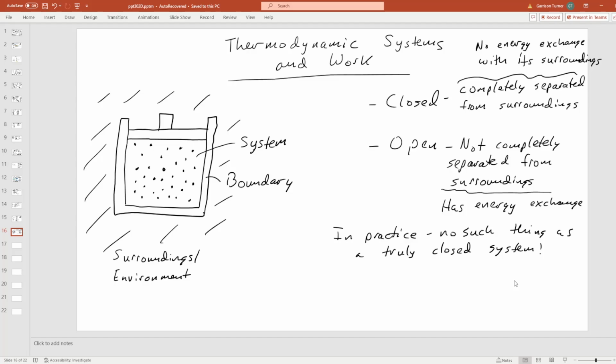So this is what a thermodynamic system is.